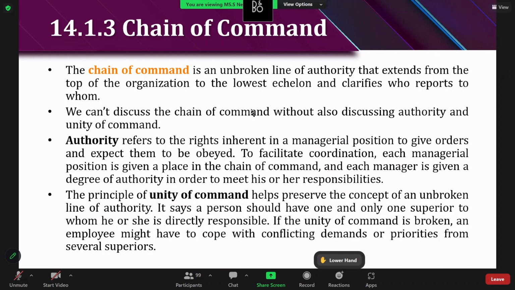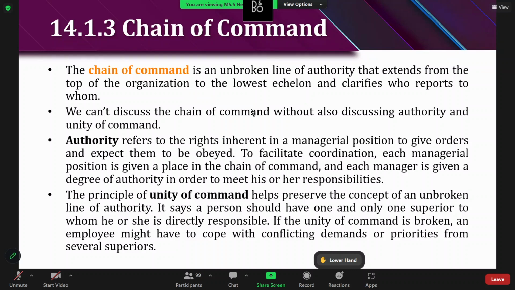So authority refers to the rights inherent in a managerial position to give orders and expect them to be obeyed. So authority, in the sense, is a formal authority. For each and every managerial position, certain rights are inherent there. As a result of that managerial position, we can ask people to do something, or we can order people to complete a certain activity. They expect them to be obeyed by our orders. So that is what authority means.